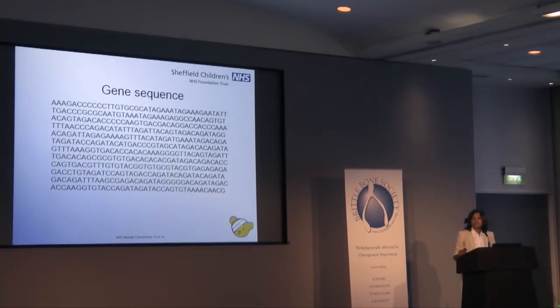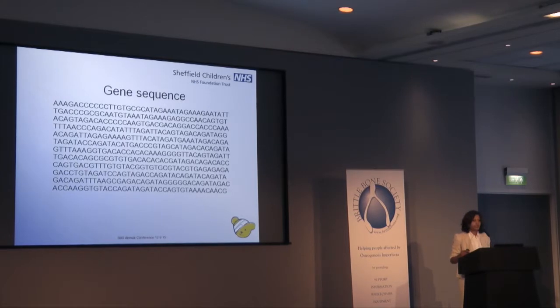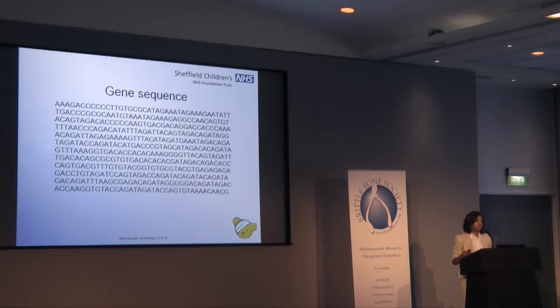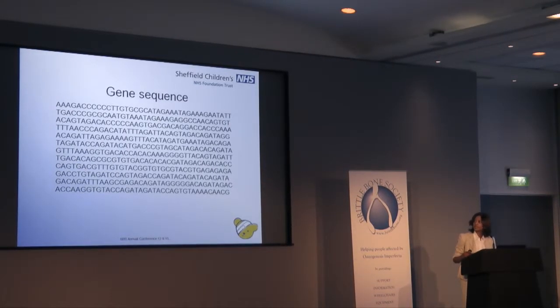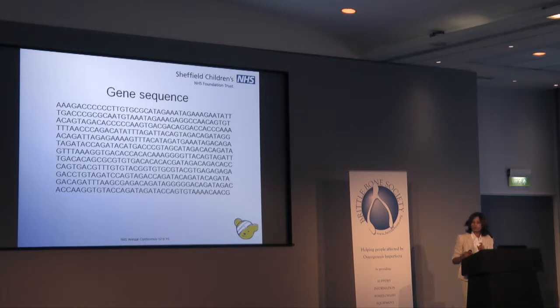So this is how the gene sequence would look on the DNA code. You read it 3 bases at a time. So you have AAA, GAC, CCC, and so on it goes. And each of these triplet codes would code for a specific RNA, which would then code for a specific amino acid.